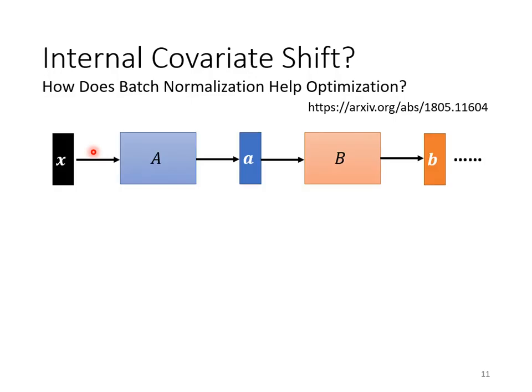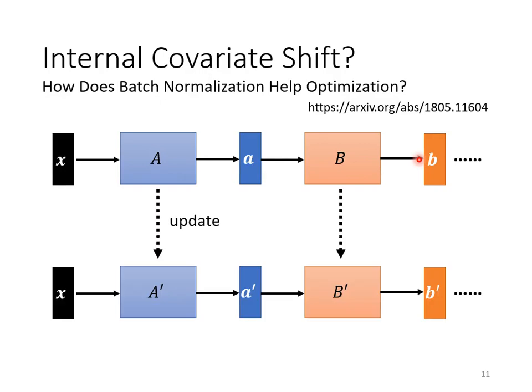The problem is like this. A network has many layers. After X goes through the first layer, we get A. After A goes through the second layer, we get B. After we calculate the gradient, we update A to A prime and B to B prime.